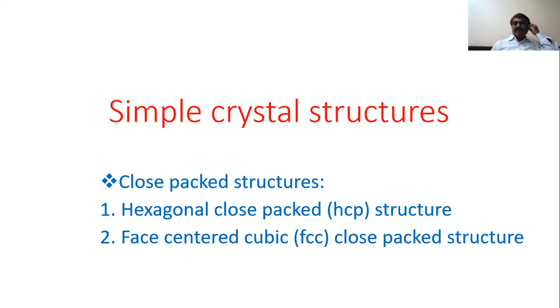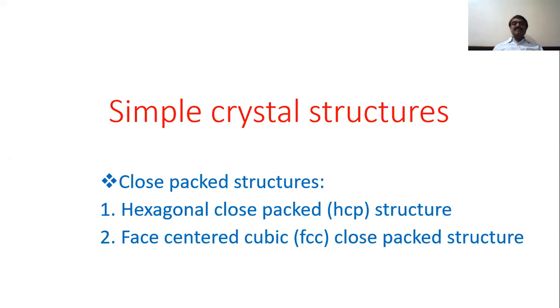Okay, so today our topic, as the first slide shows, is simple crystal structures, in which we are going to deal with close packed structures. There are two types of close packed structures as displayed here. One is HCP and another one is FCC. HCP stands for hexagonal close packed structure. Face centered cubic is the other one, so FCC.